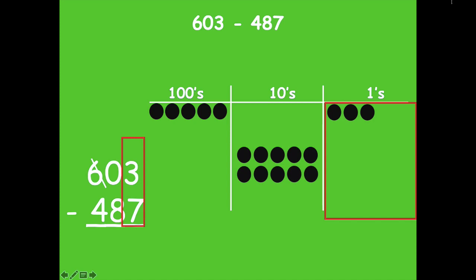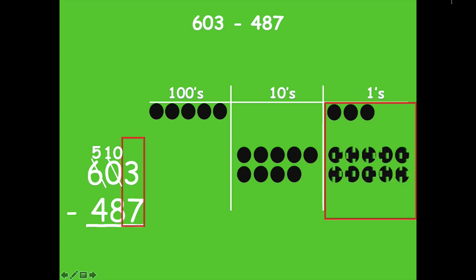Then I can model that on my place value chart, or I'm sorry, my vertical form. So I'm left with 5 hundreds and 10 tens. Now I can go to my tens place and I can unbundle this 10 for 10 ones. Model that here, left with 9 tens, and now I have 13 ones. Definitely enough to subtract 7. So let's model that. So 1, 2, 3, 4, 5, 6, 7, and then I'm left with 6 ones.